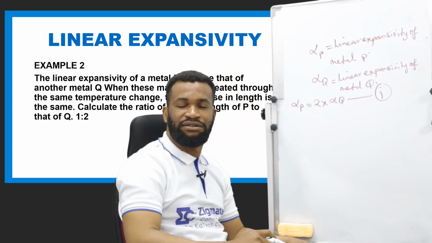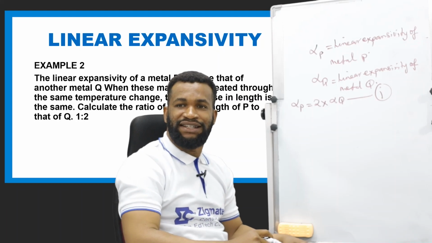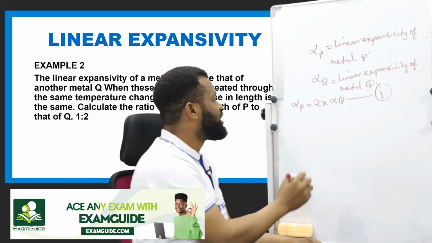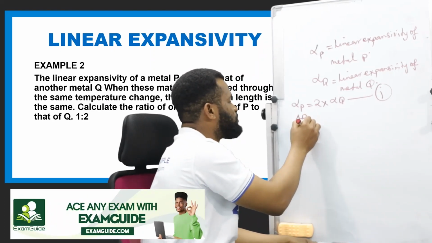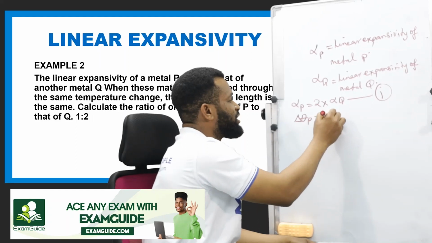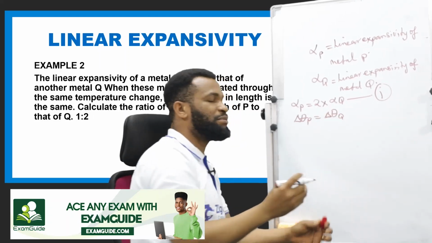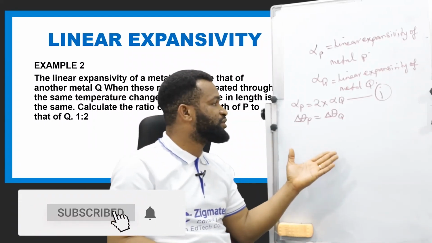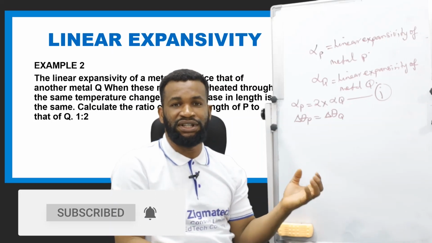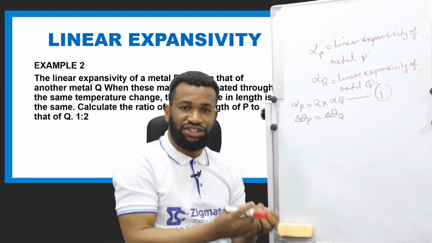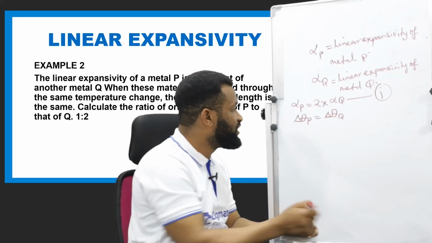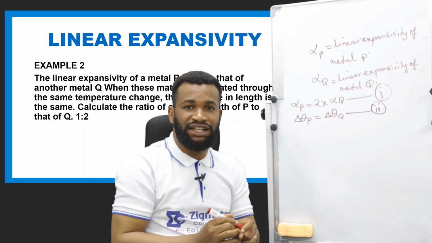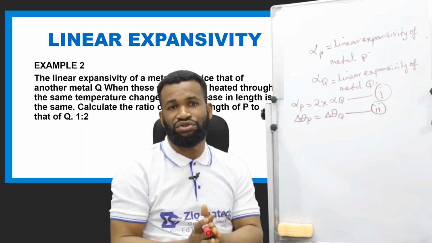Then they made another emphasis. They say that they are heated. It said when these materials are heated through the same temperature change, that means change in theta for P must be the same thing as change in temperature for the body Q. That means if the change in temperature for metal P is 50, then the change in temperature of metal Q is also going to be 50, irrespective of the initial temperature and the final temperature. So having these two conditions picked from the question we are given, we are going to apply them in our formula and be able to solve the problem.